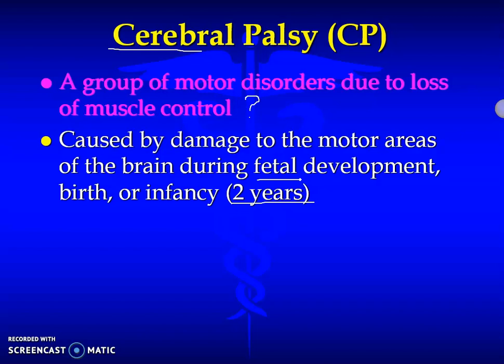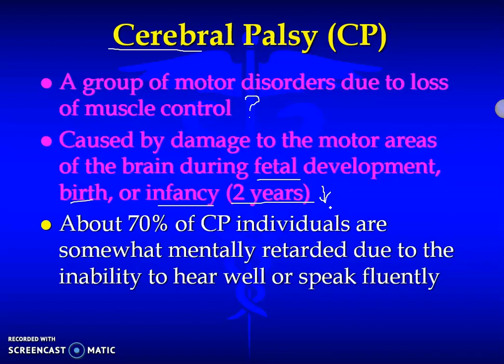So anytime during the fetal development, at birth, or in infancy, generally 2 years and younger, if any of that brain gets damaged, generally due to lack of oxygen or developmental purposes, that will result in a disease called cerebral palsy. Okay, so 70% of cerebral palsy individuals are somewhat, we don't use that word anymore. That's an inappropriate word. So let's just get rid of that word right there. Due to the inability to hear or speak fluently.